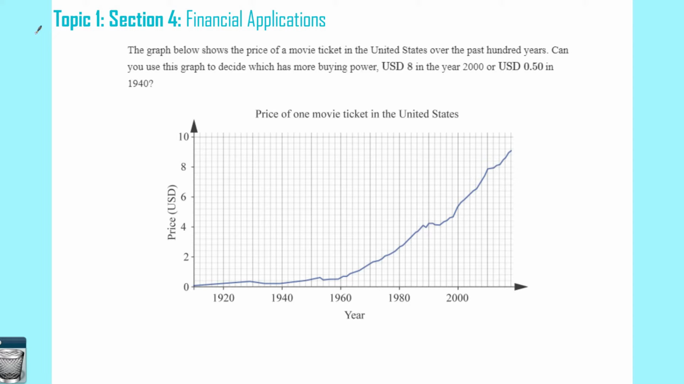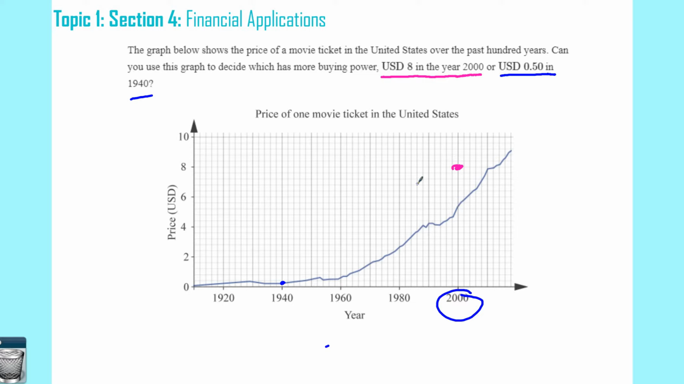All right, let's see. Let me get my pen. So we're going to do the U.S. dollar and $8 in the year 2000. That would be roughly here. And then we want to look at the 50 cents in 1940. That would be right about here. So looking at the different buying power, hopefully you're thinking this has more buying power because not only can I buy a movie ticket, but I can buy a little bit more.